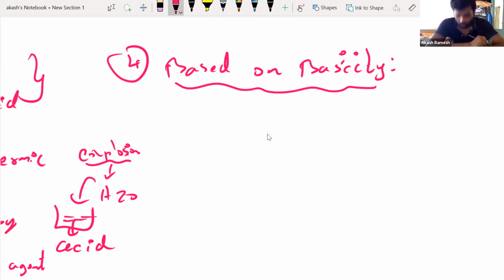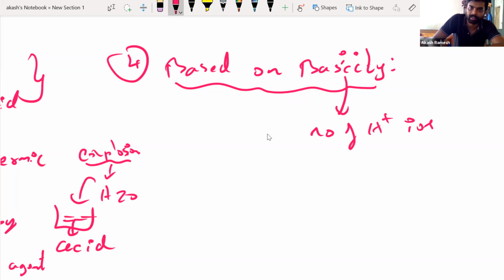Okay, it is based on basicity. First things first, you have to understand what we mean by basicity. Very simple, people: basicity is nothing but the number of H plus ions an acid can give, right?